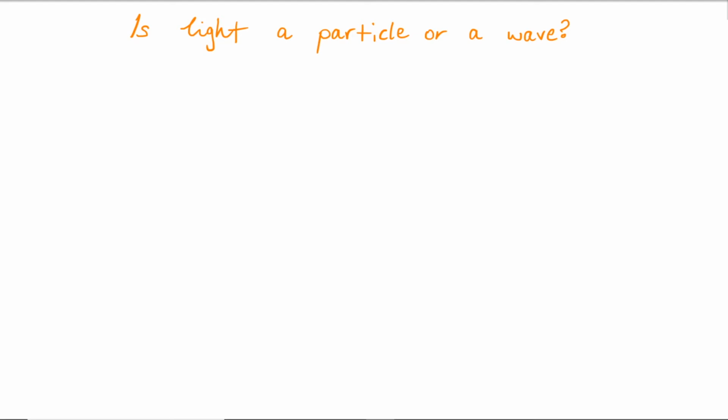The big mystery of physics between the mid-1700s and mid-1900s was whether light is a particle or a wave. Of course, people as far back as the ancient Greeks questioned what light was, but they could only go as far as making philosophical arguments.